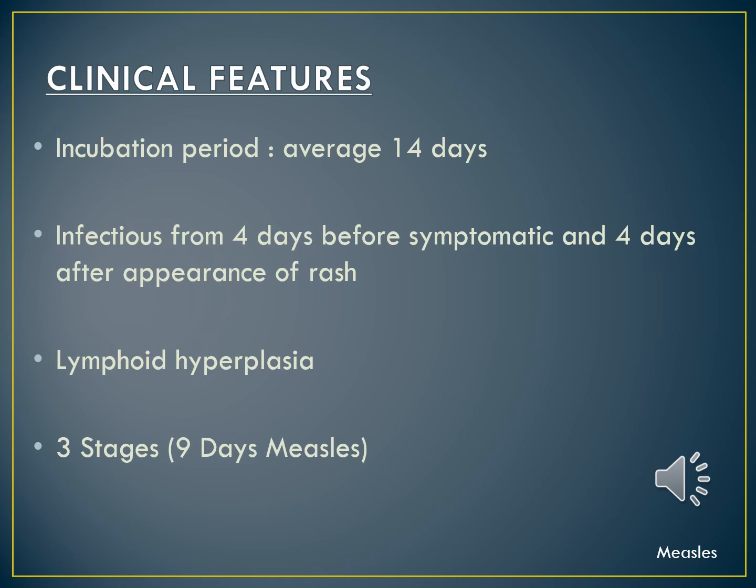Now I'll move on to the clinical features. The incubation period of measles is an average of 14 days. It is infectious from 4 days before symptoms and until 4 days after the appearance of the rash. Most cases of measles arise in late winter or spring.